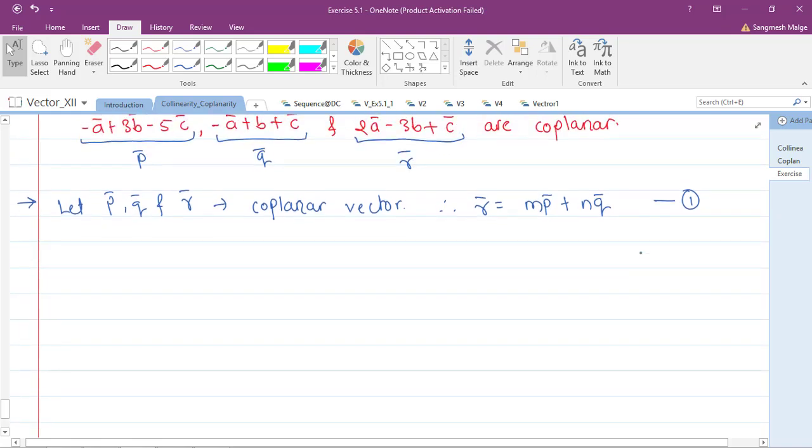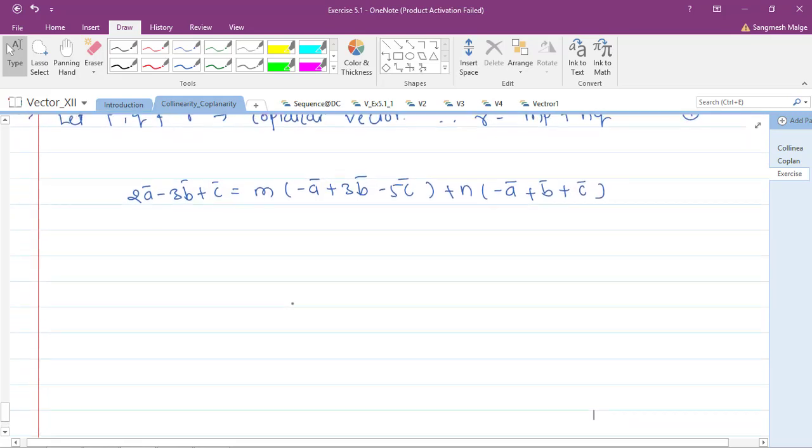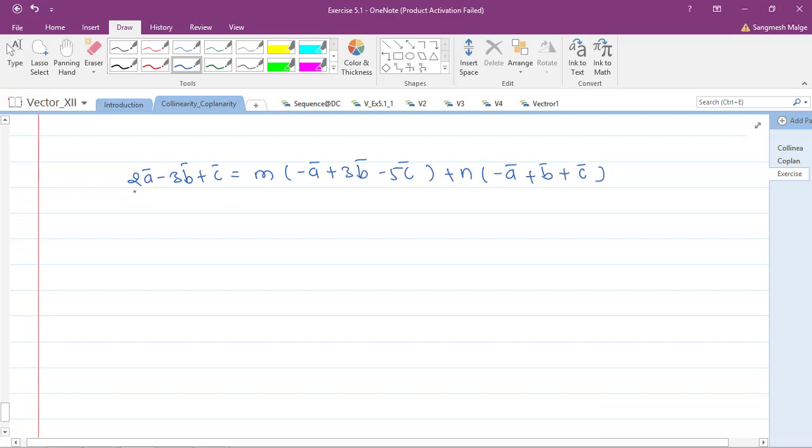Okay, so let's substitute the values of p, q and r. So r bar, which is 2a bar minus 3b bar plus c bar, is equal to m into p bar, minus a bar plus 3b bar minus 5c bar, plus n into minus a bar plus b bar plus c bar. Since the vectors are equal, directly equate the coefficients of a bar, b bar and c bar. The coefficient of a bar is 2, which equals minus m minus n. So that is equation number 1.